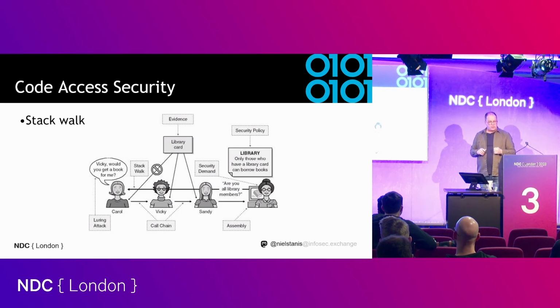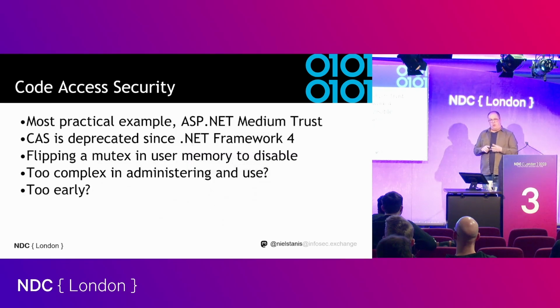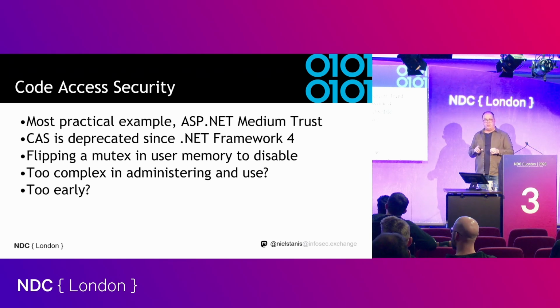So Code-Access Security, if you look at it in general and how we have seen it in the past, the most practical example, and maybe also the one that has been in everybody's face once it was introduced, was medium trust within ASP.NET. You configure your ASP.NET site to run on medium trust, which means that you cannot access, let's say, for example, temporary files on the system.